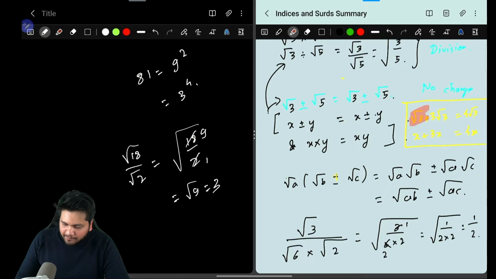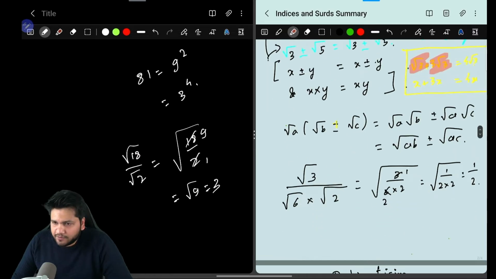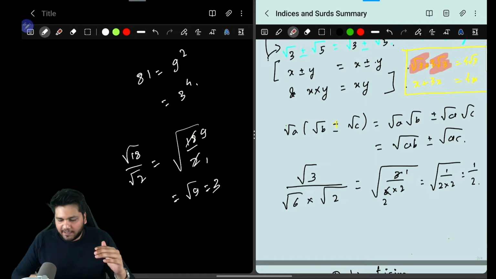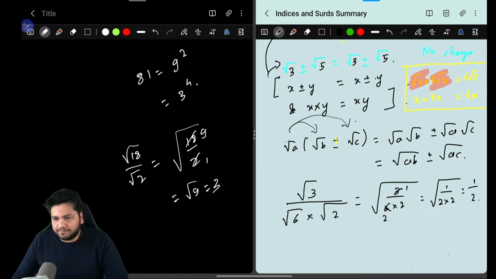The addition and subtraction would be something like this. If I have root 3 plus 3 root 3, that is nothing but x plus 3x, which is nothing but 4x. So it's going to be 4 root 3. Same goes with subtraction as well. Obviously, there is also a distributive property of surds. So if I have root a into bracket root b plus or minus root c, you can just distribute the things and solve it.